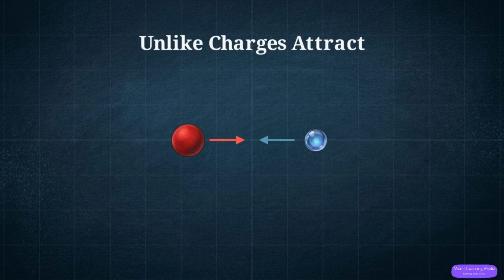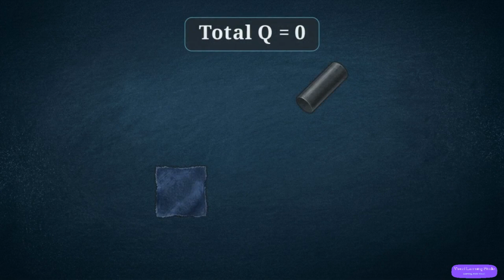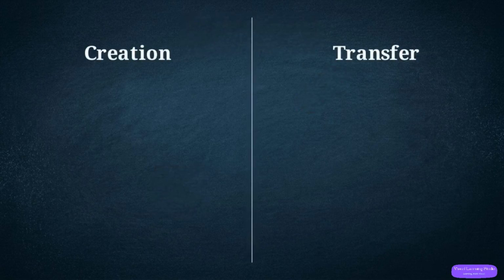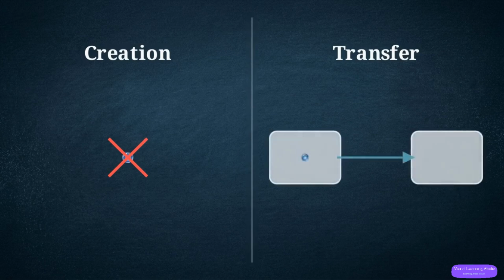will interact. When friction creates a static shock, it isn't manifesting new energy. It is transferring electrons. Negative particles move from one surface to another, while the total charge of the entire system remains at 0. It is a common mistake to think charge is created by rubbing. It is strictly a transfer process where matter shifts position. It does not manifest from nothing.